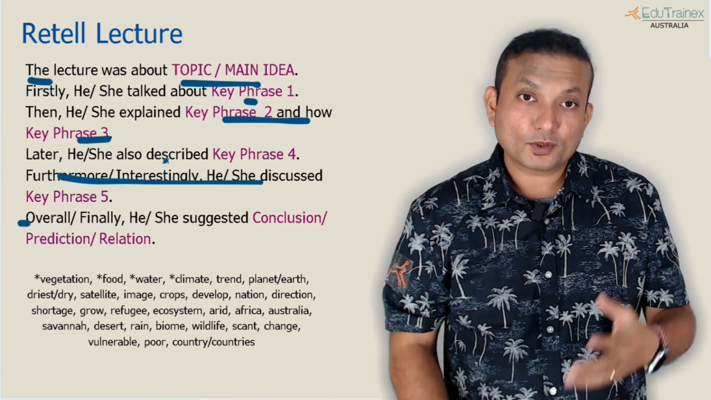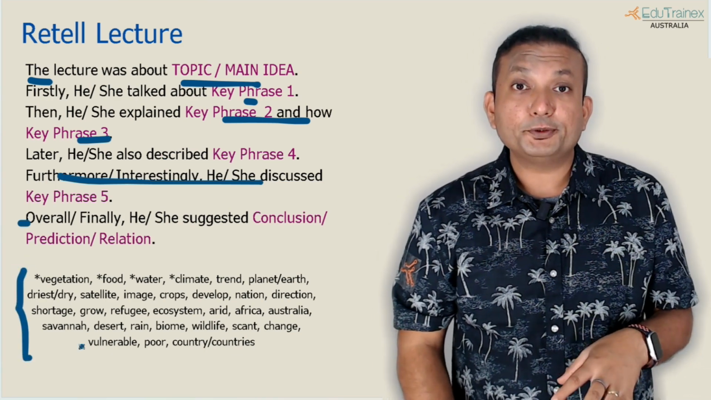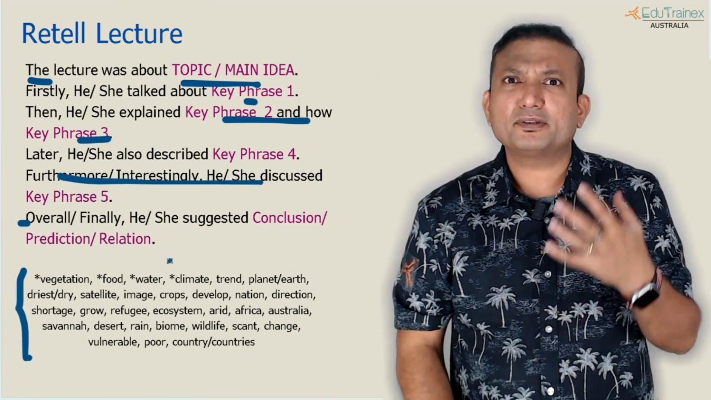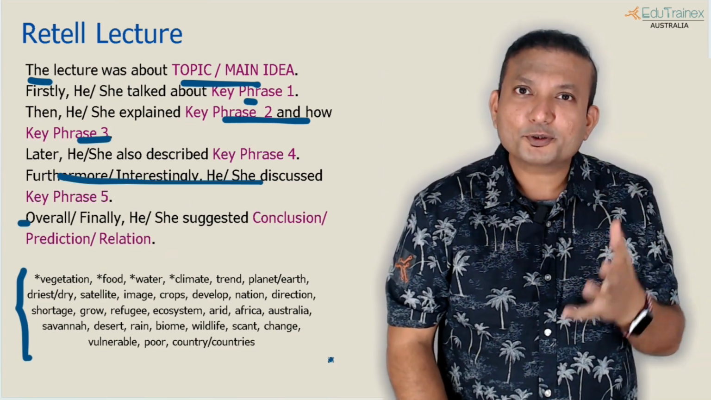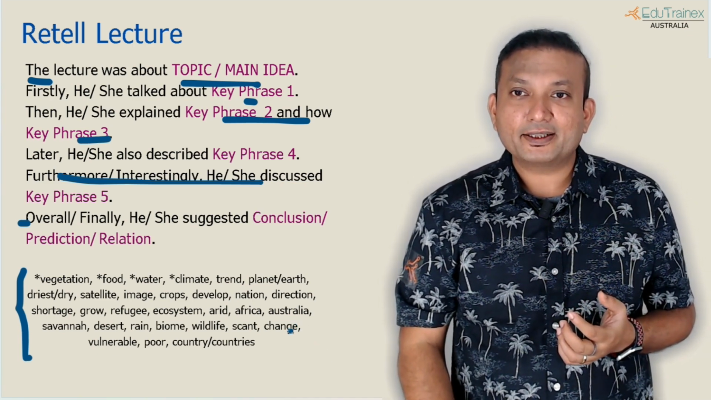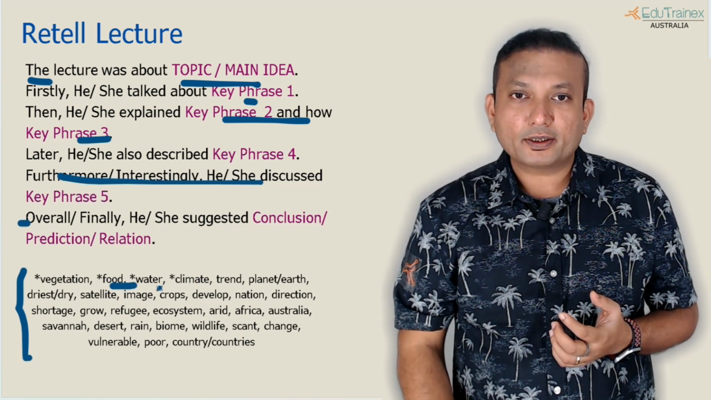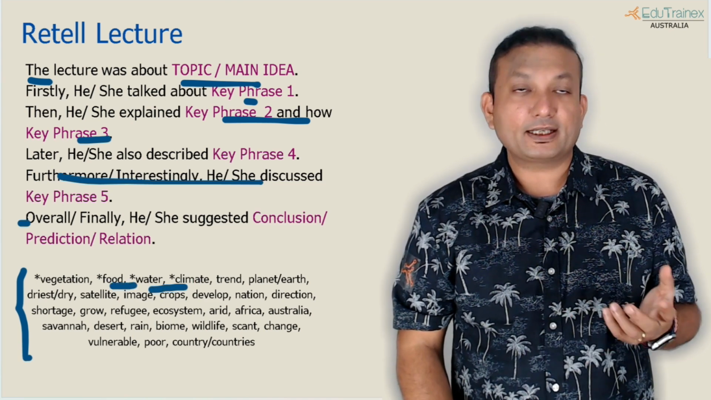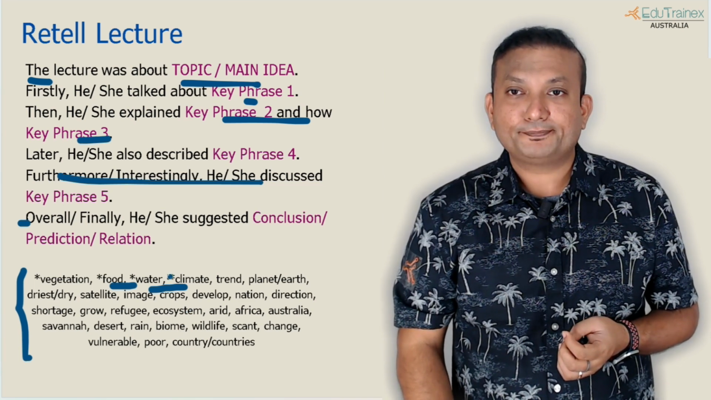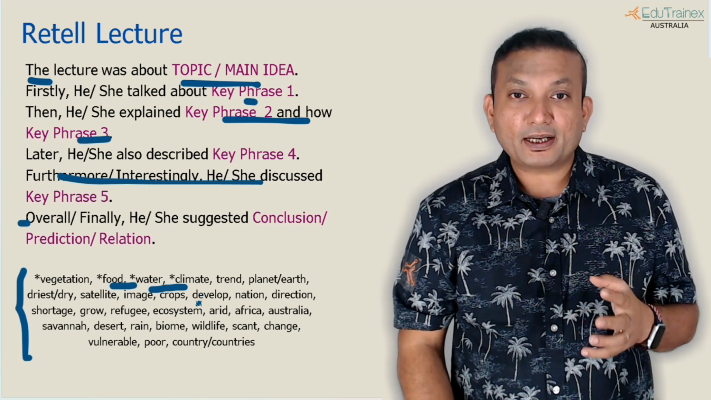Now this is a note of the keywords I have noted down for you, and you just have to start putting in the keywords, making some relevant sense. Some part of it you will also remember because you just heard the audio. So I'll say something like this. The lecture was about food and vegetation associated with water and climate. So let's say I said like that. Then firstly he talked about climate of the dry trends on the planet Earth. So I covered this part.